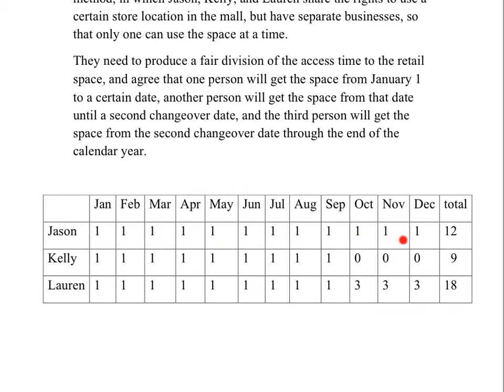Jason is the one who values each month equally. Kelly is the one who values each month, January through September, equally, but has no use for October through December. And Lauren is the one who valued January through September equally, but each of the months October through December is 3 times more valuable than a regular month.